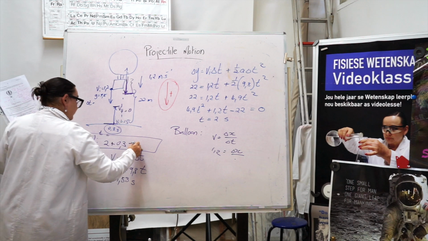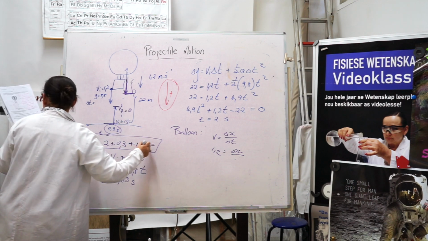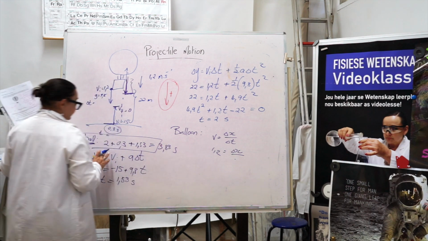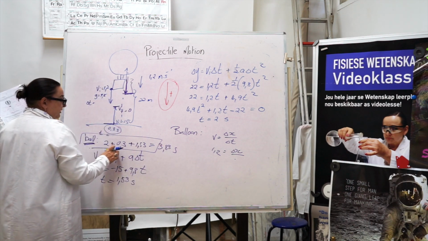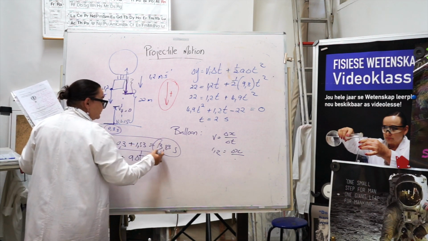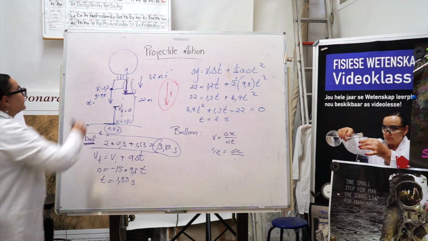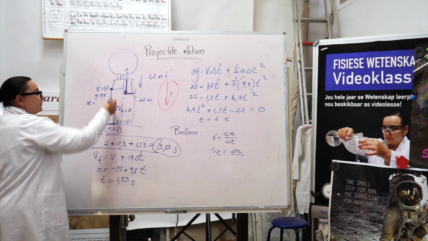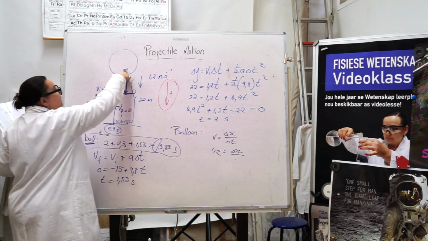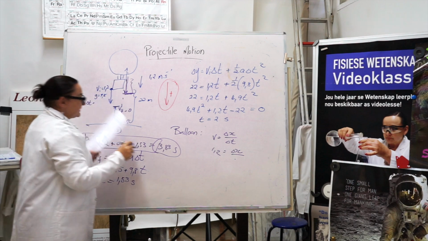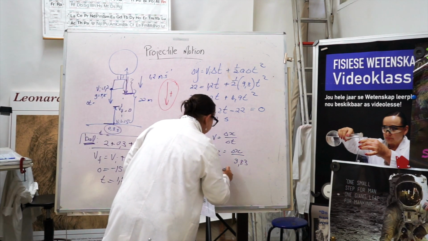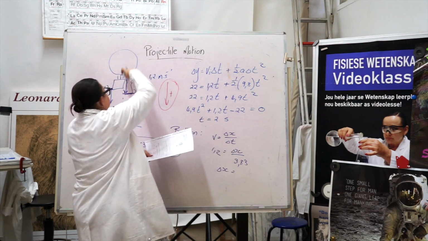So now we can see the total time for the ball traveling down, staying on the ground, bouncing back, is 2 plus 0.3 plus 1.53, which equals 3.83 seconds for the ball to reach its highest point. And in that same time, my balloon traveled downwards. So I've got a time of 3.83 seconds.